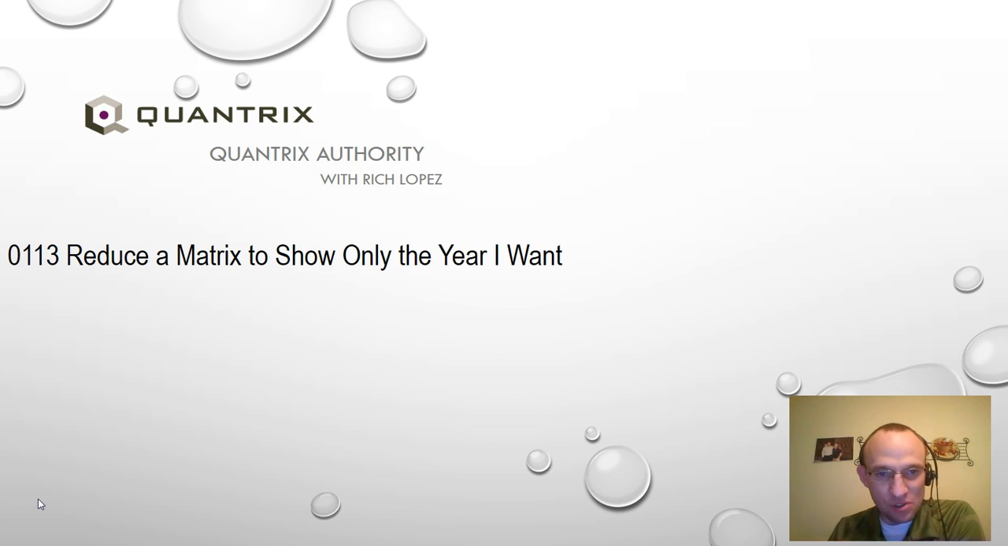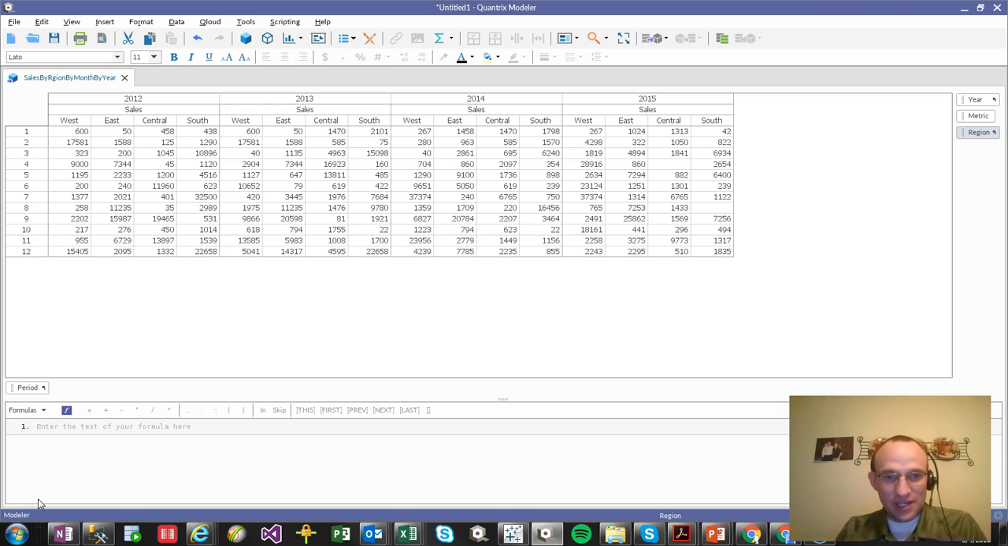Reduce a matrix to show only the year I want. This is an answer to a question sent to me at quantrixauthority@gmail.com by Brad. Brad wants to know how he can show maybe just 1 year's worth of data when in a matrix maybe he has 4 years worth of data. And so to show that, Brad, I want to show you a couple things first.